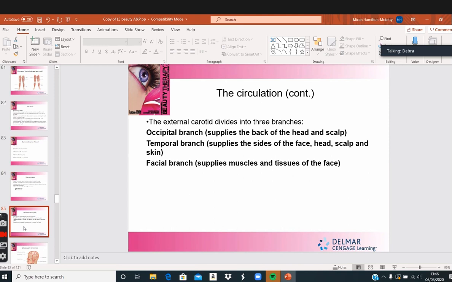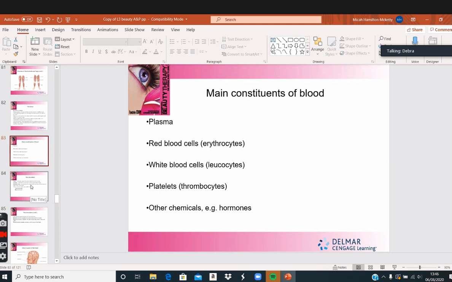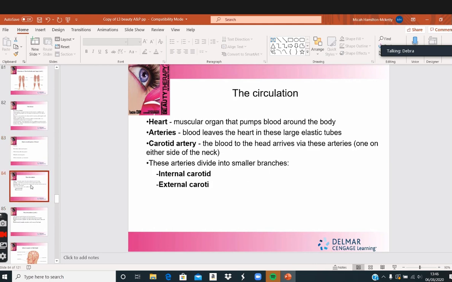I just want to go back to the heart, only because they didn't go into a lot of detail about it. For the blood to carry oxygen around the body, it needs to have oxygen in it. So what happens is the heart pumps the blood around the body, which is carrying oxygen. So we'll think of the blood as a postman. Okay, it's got oxygen in there. So it's got its post and it stops off and posts all its letters around the body.